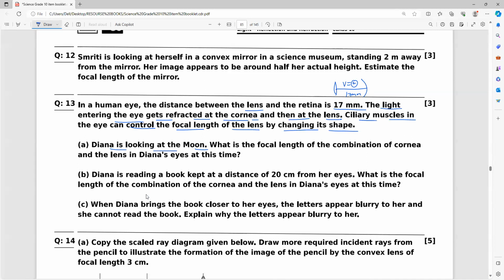Diana is looking at the moon. What is the focal length of the combination of cornea and the lens in Diana's eye at this time? She is looking at the moon. So first of all, you tell me, is she looking at a far object or a near object? Far object. She is seeing far objects. Am I right or wrong? So they are asking what is the focal length of the combination of cornea and the lens in Diana's eye at this time.